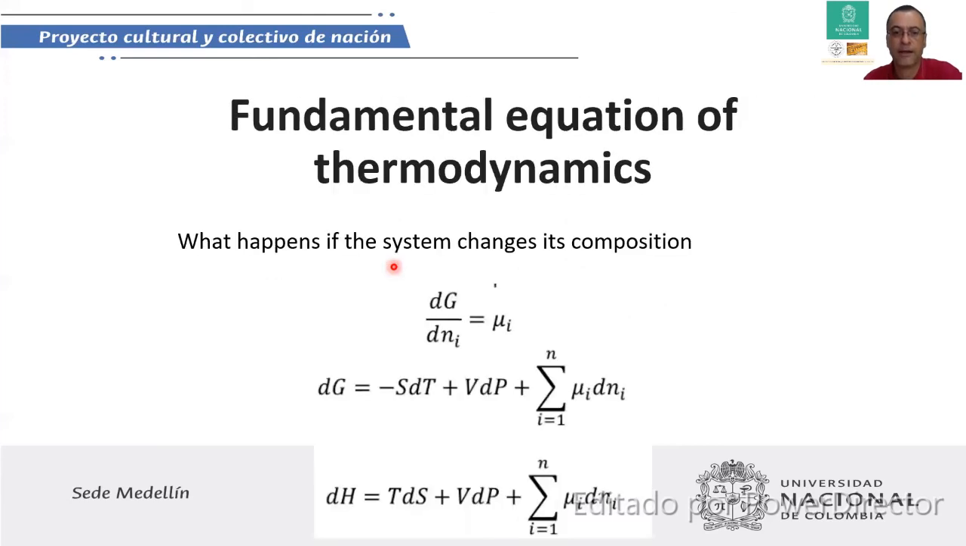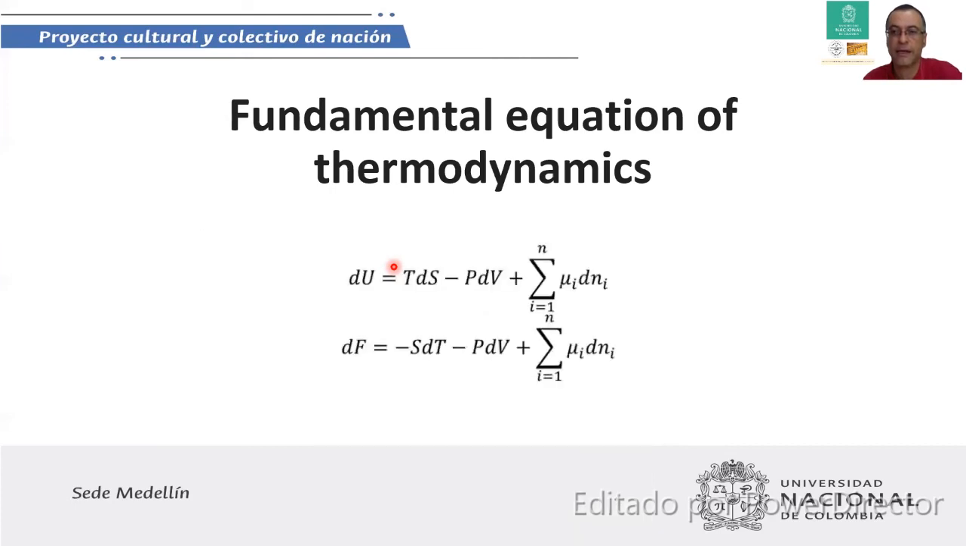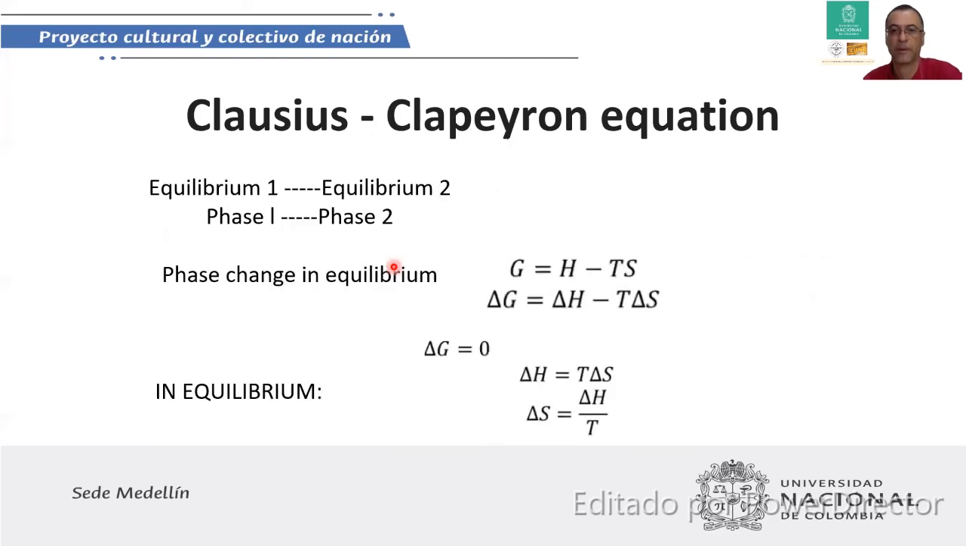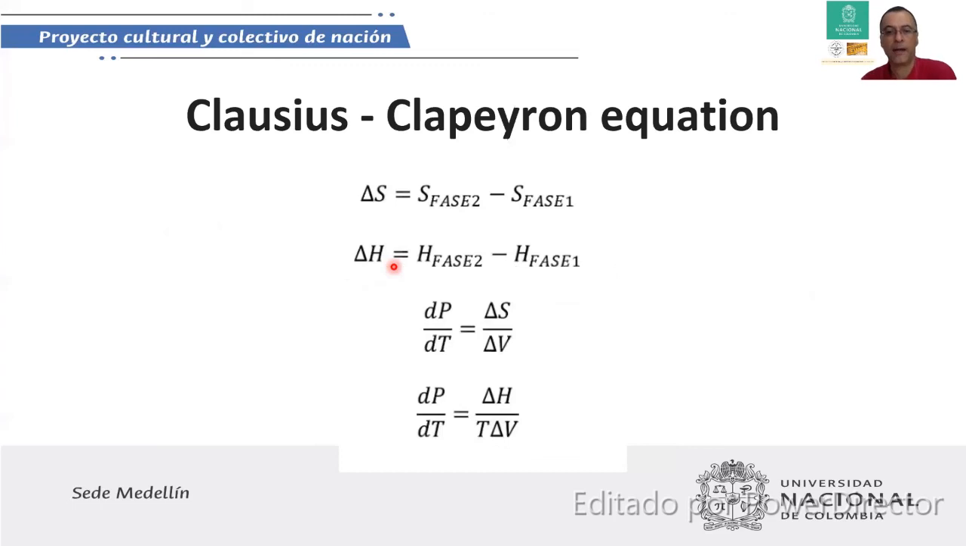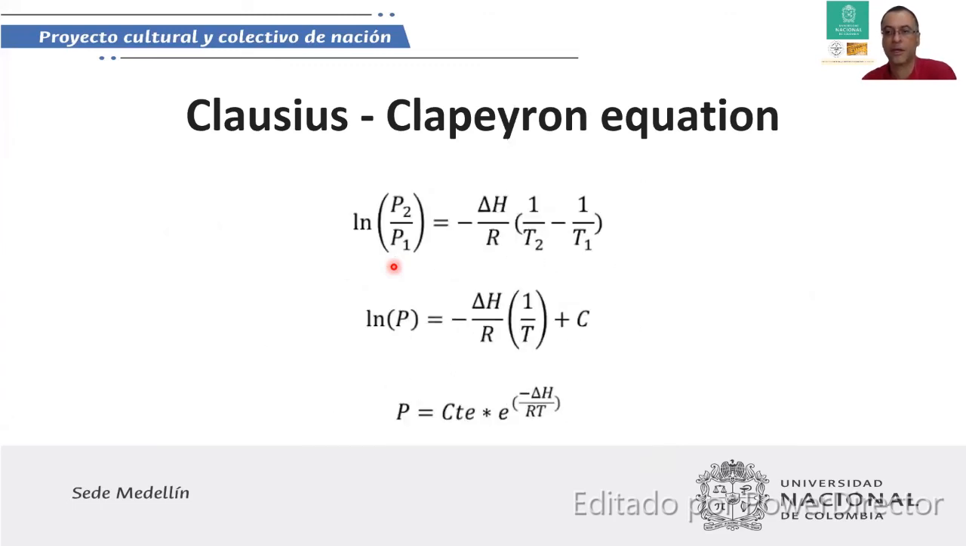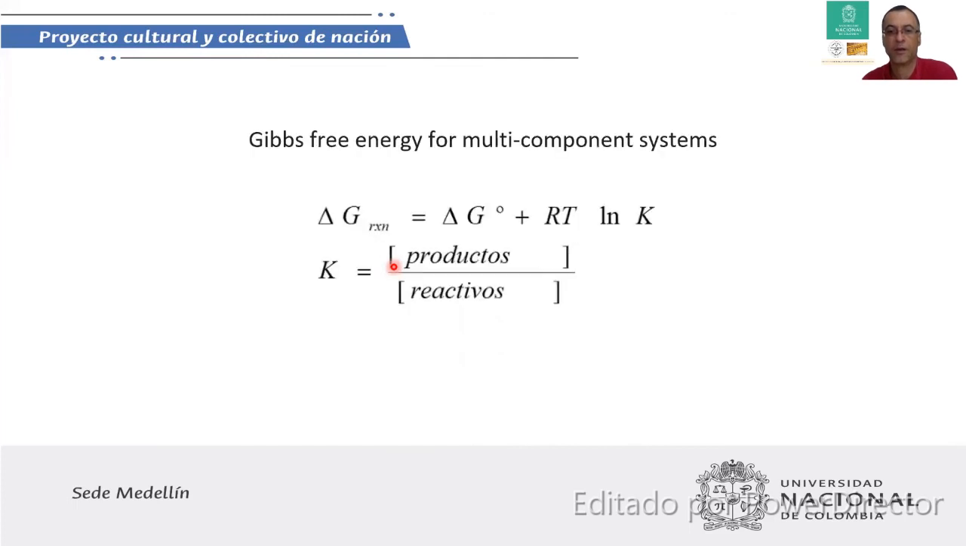And finally, a very important equation in thermodynamics that could be very useful in extractive metallurgy is the Clausius-Clapeyron equation, presented in that sense. The Clausius-Clapeyron equation. It's very, very important. Okay, I think we presented the most important equations that could be useful in thermodynamics.